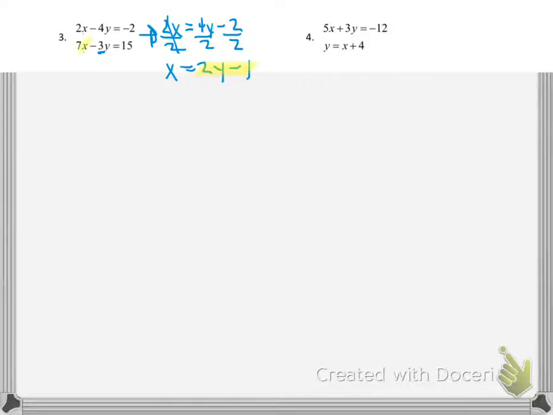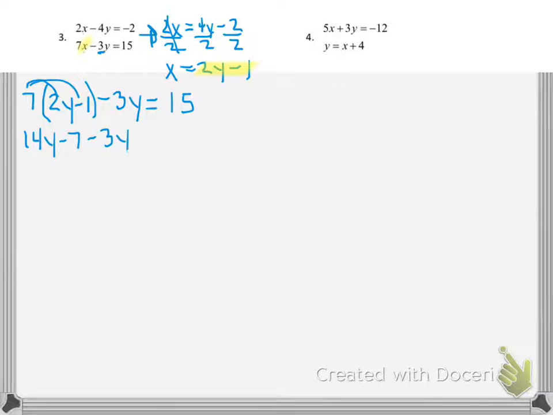So I'm going to replace the second equation where x was with 2y minus 1. So 7, instead of an x, I write 2y minus 1. And then I still have minus 3y equals 15. Okay, so distribute the 7. That's 14y minus 7 minus 3y equals 15. Combine your y's. 14y minus 3y is 11y.